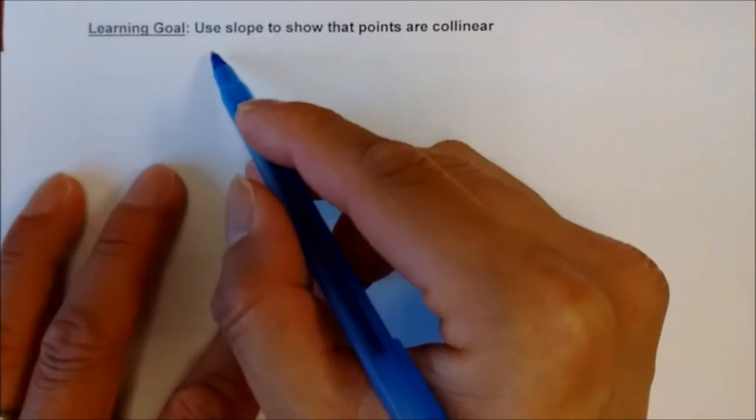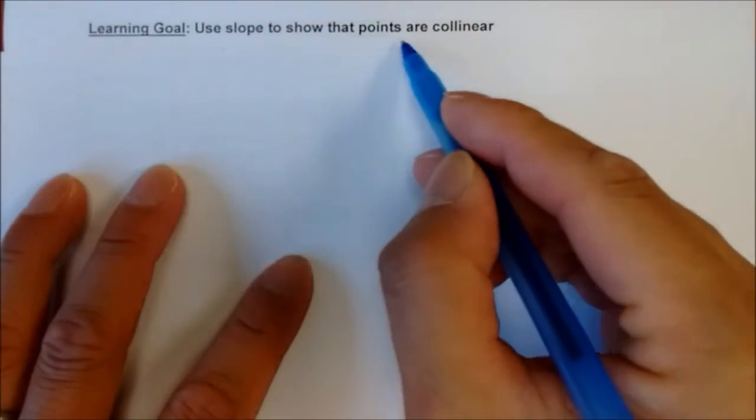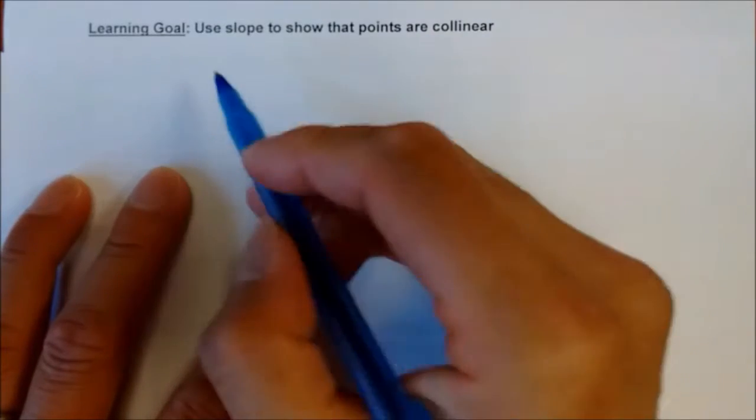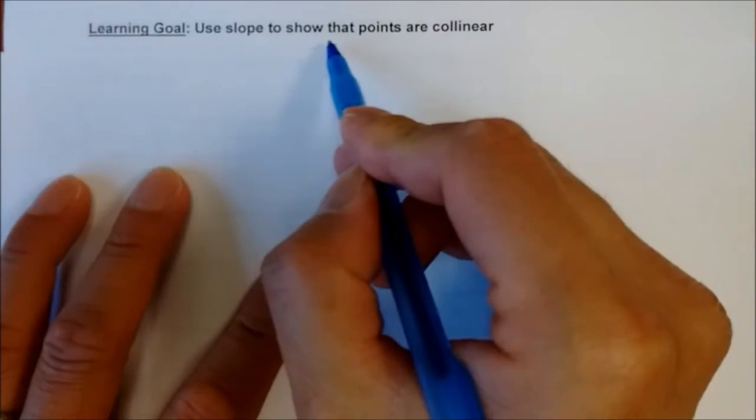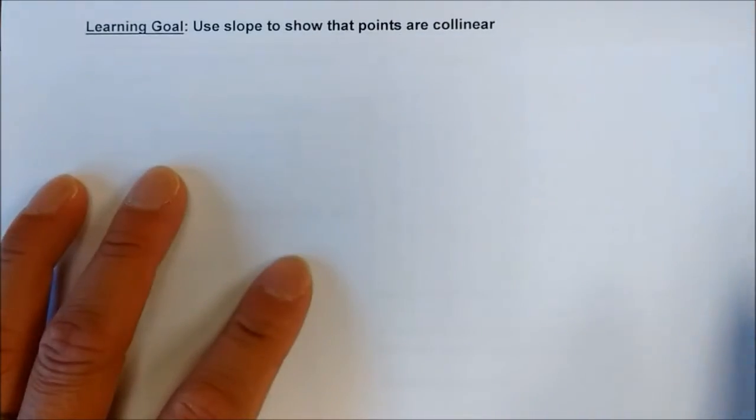The learning goal for this lesson is to use slope to show that points are collinear.